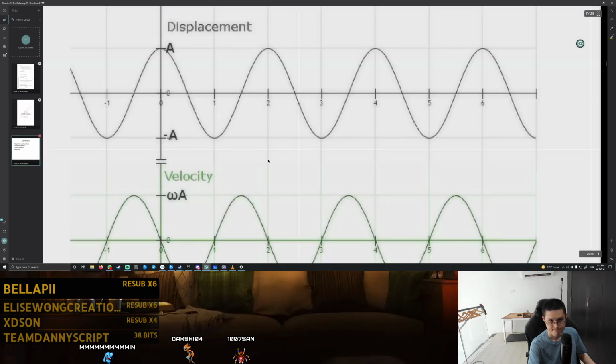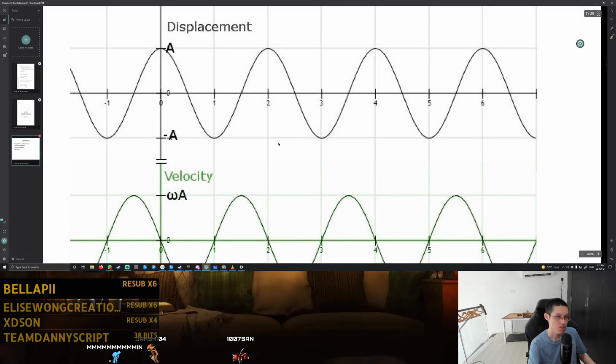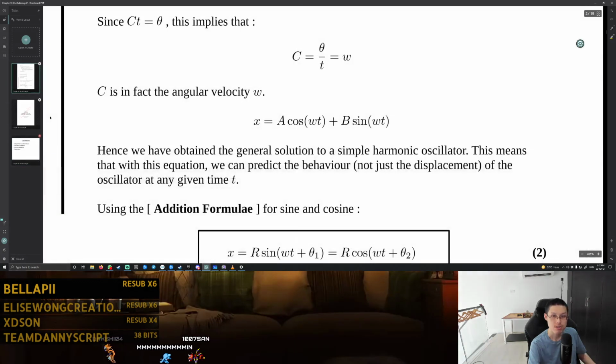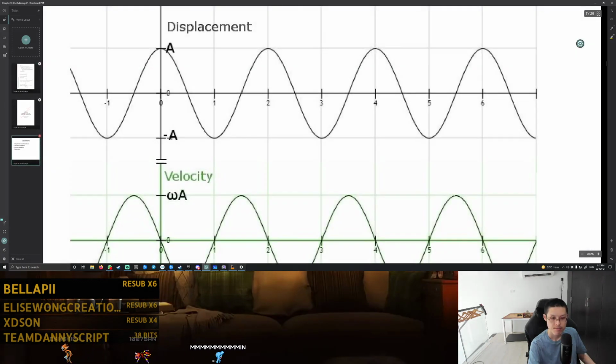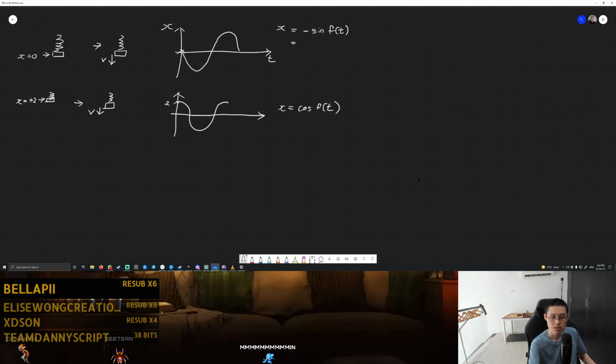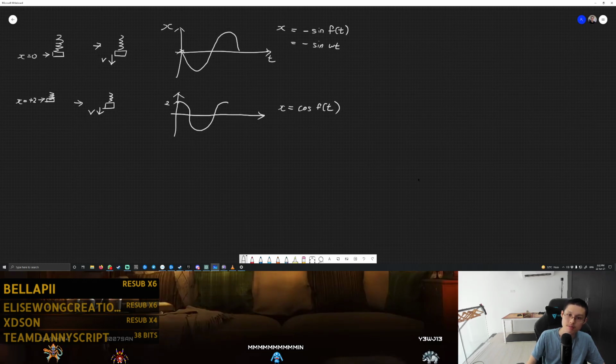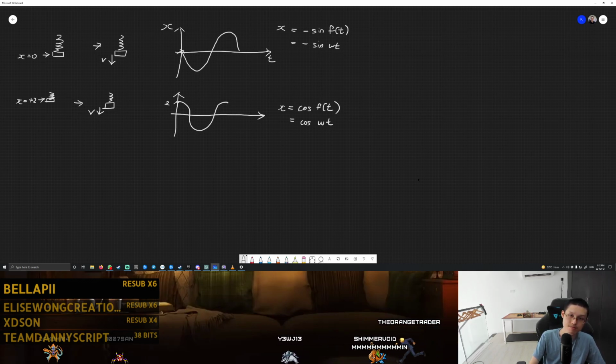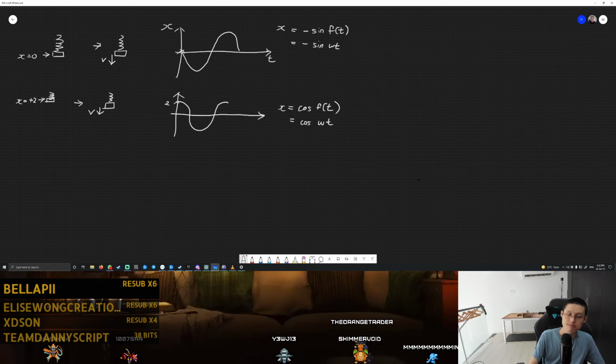But you don't need to know that. It's not in your syllabus. So instead, I'll just tell you that the function of t is actually something like this. This one is sine omega t, and this one is cos omega t, where omega is your angular speed. Okay, so depending on the starting conditions, you would get sine, cos, or anywhere in between.